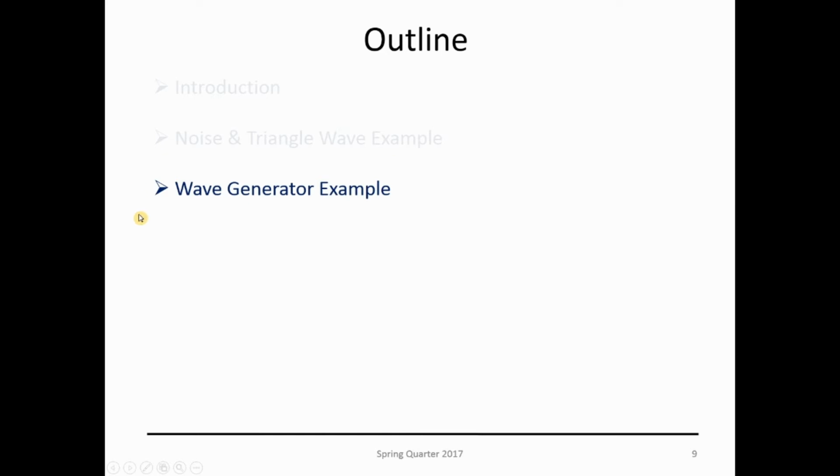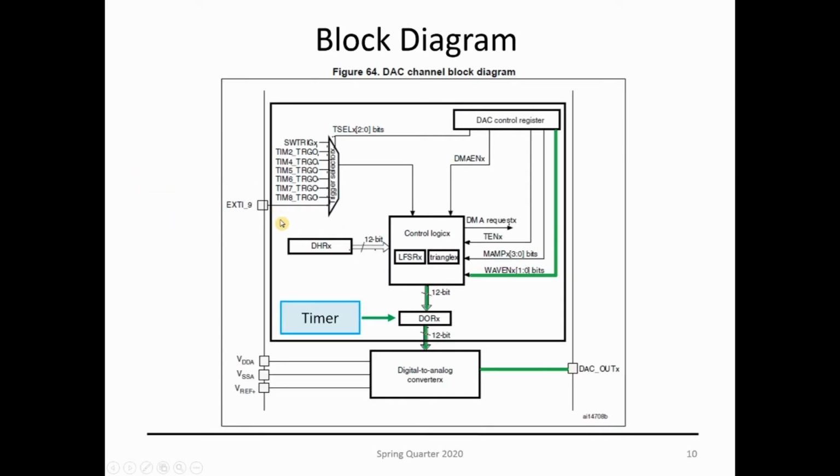Now for the wave generation, I'm also providing an example. The difference is that we're not going to use these trigger sources. We're going to use an outside timer that is going to provide the value that we want to the output register of the DAC. This one is just disabling the triangle and the noise generation, just saying that I'm going to use my own thing.